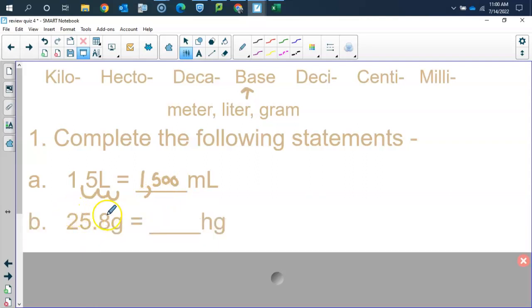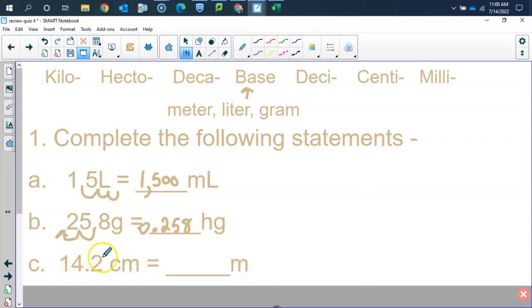Okay, 25.8 grams equals blank hectograms. Go. Well, again, grams would be right here in the middle. To hectograms, we would move it 1, 2 places to the left. So 1, 2 places to the left. Hectograms would be 0.258 hectograms. Now, you could also put a 0 in front of that if you wanted.